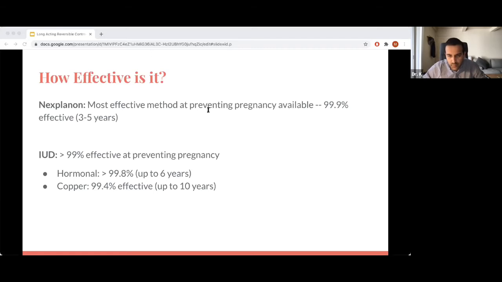And then the last point I wanted to make about the copper, as I already mentioned before, is that it can stay in for about 10 years. So if you're totally sure that you don't want to get pregnant for many, many years, then the copper IUD might be the way to go.